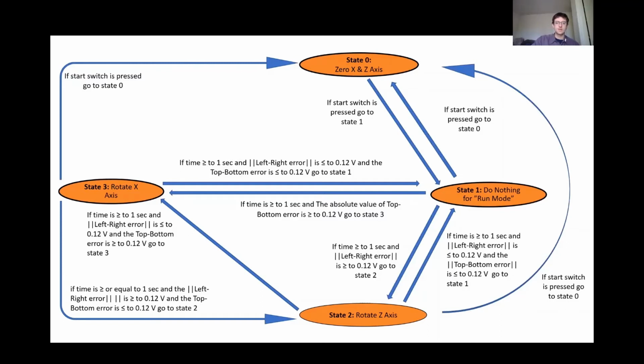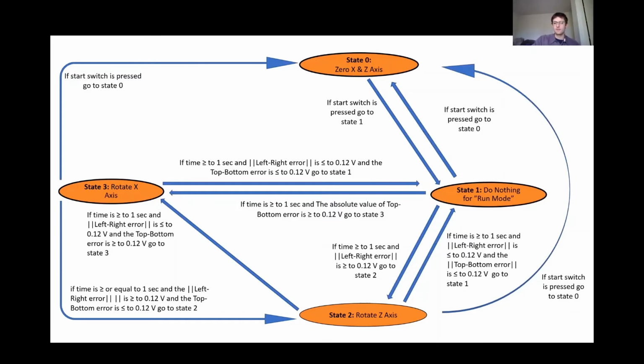to zero the axes. In the event it goes to state 3, another set of three if statements will occur. First one, if the top-bottom error is good, but the left-right error is greater than 0.12 volts, it'll go to state 2 to readjust the z-axis. Second one, if the left-right error and top-bottom error are good, it'll go back to state 1 to do nothing. And the third one, same, it'll go to state 0 and zero the axes.